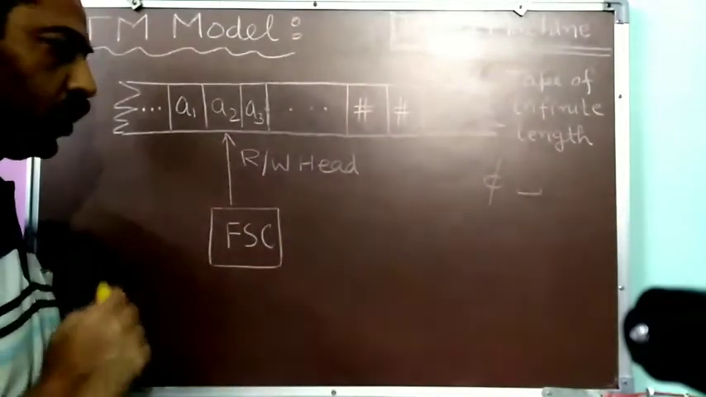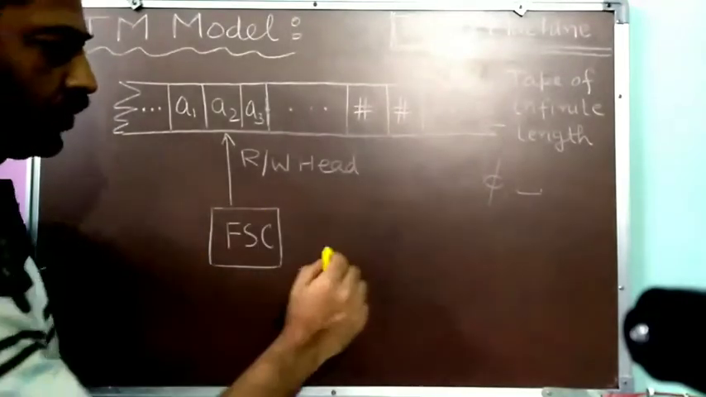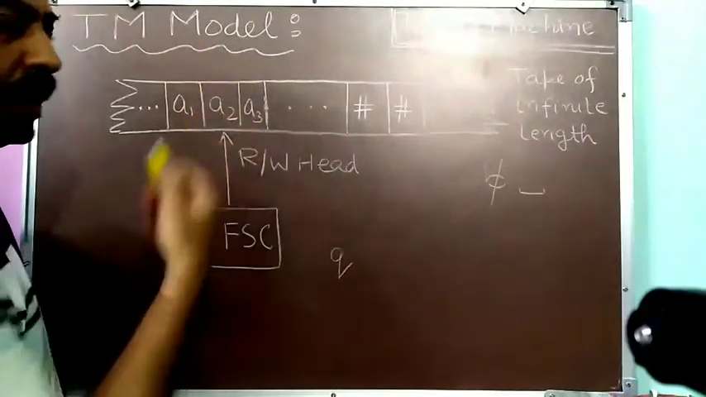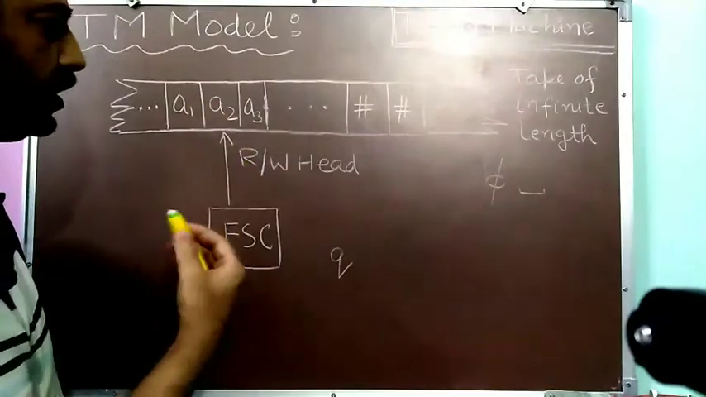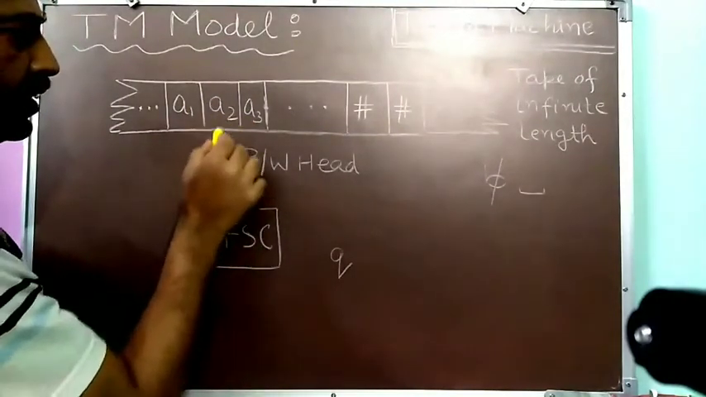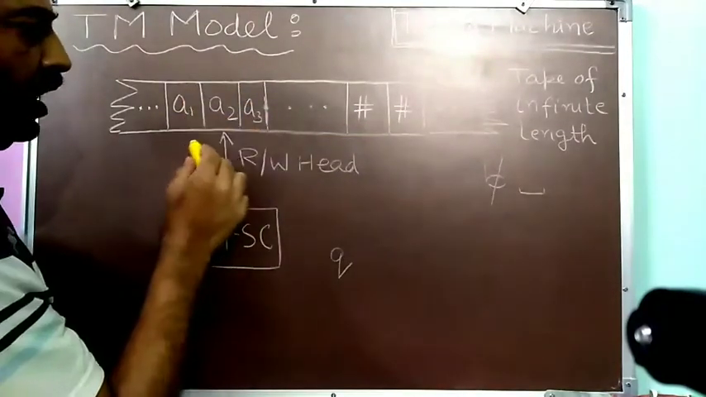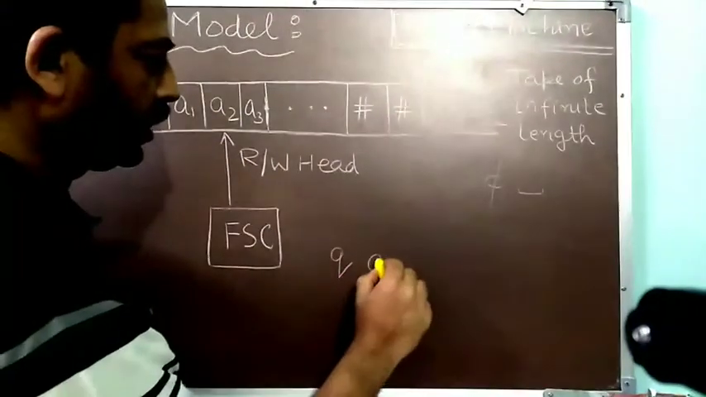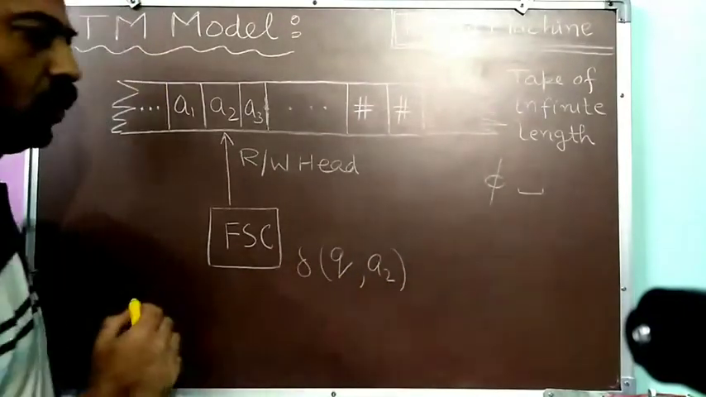During a move of a Turing machine, we take the current state. Suppose we are in the current state Q, and then we take a symbol from the input tape. Basically, we read the symbol under the read-write head. Suppose my read-write head is indicating this cell. Whatever is stored in this cell, I can access that. So that will be input for me. Suppose in this case it is A2.